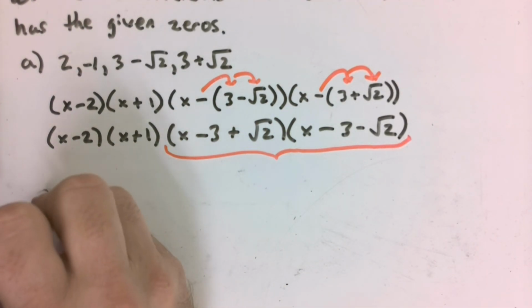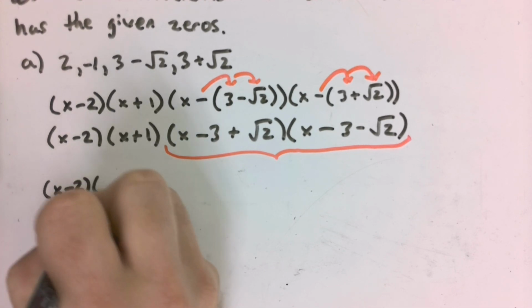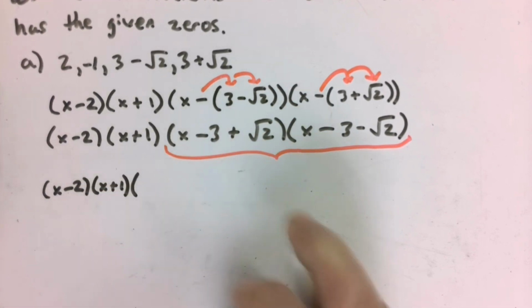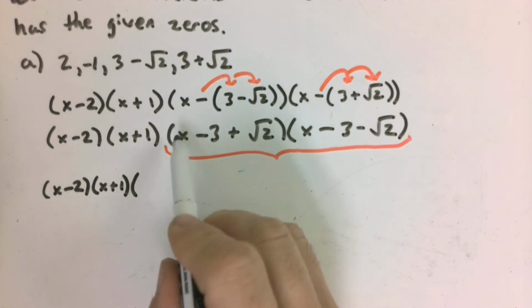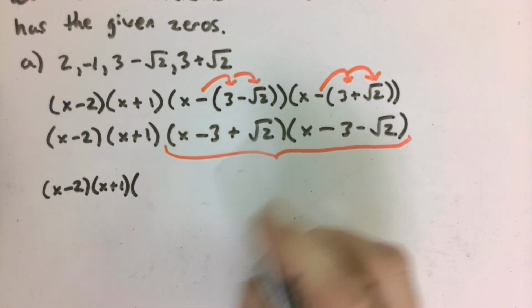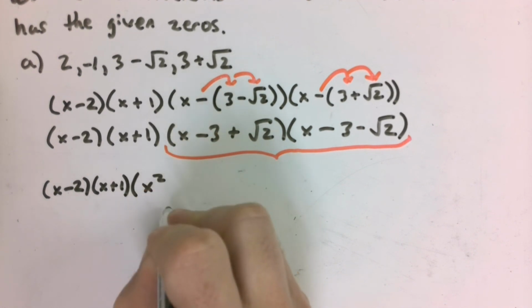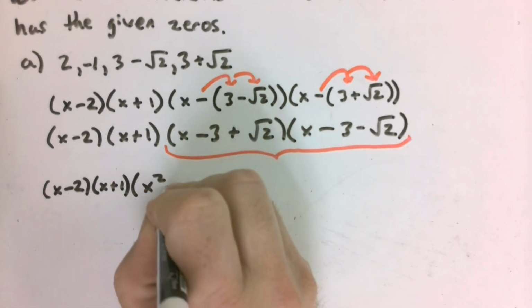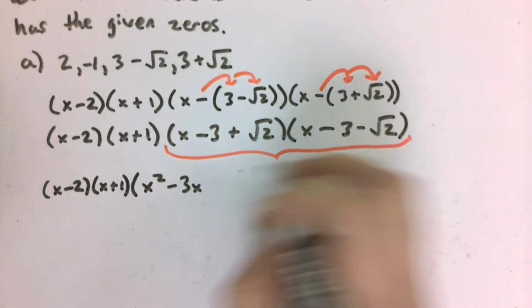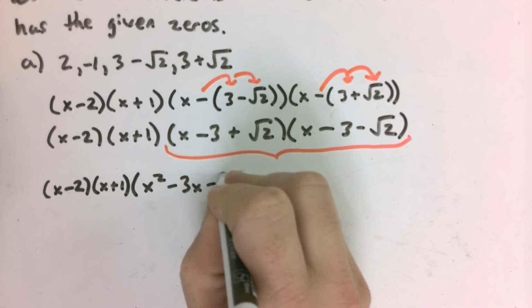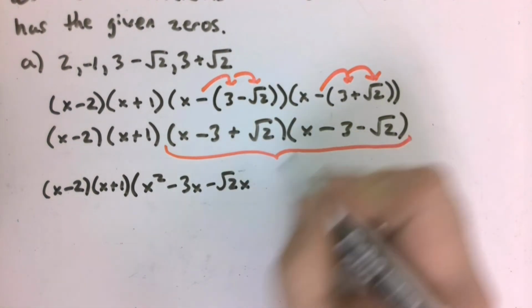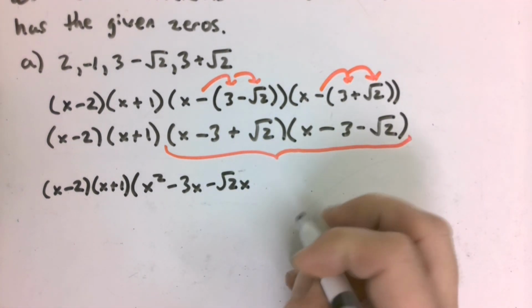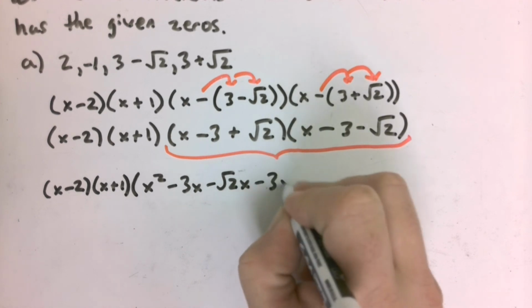So I'm not going to do anything with this x minus 2, not going to do anything with the x plus 1. I am going to multiply out those two trinomials. So using the distributive property, x times x gives me x squared. X times -3 is a minus 3x, and x times the square root of 2 is a minus root 2x. And then doing the same thing with our other two terms, distributing the -3 and the square root of 2 in, here's what we end up with.